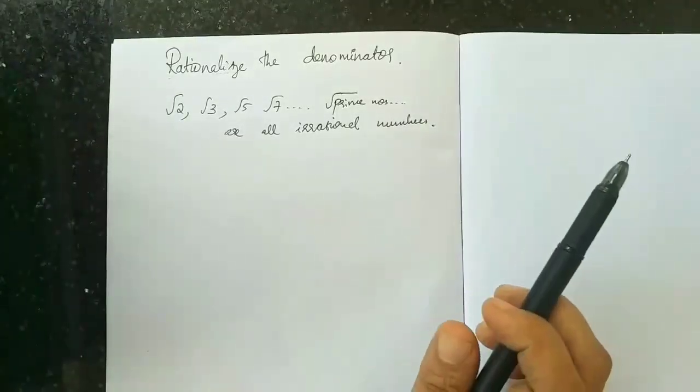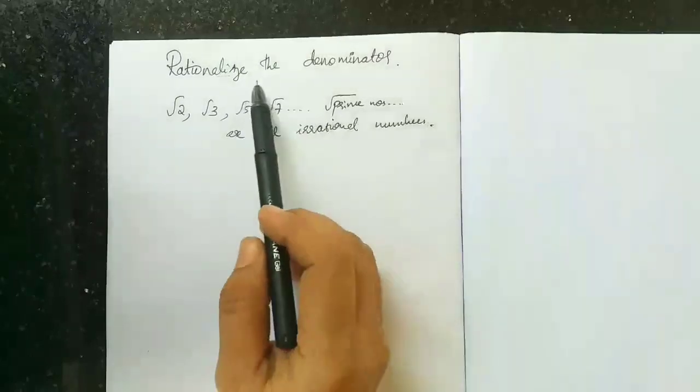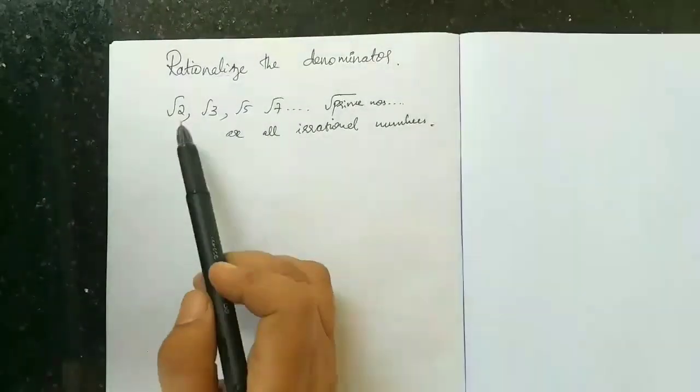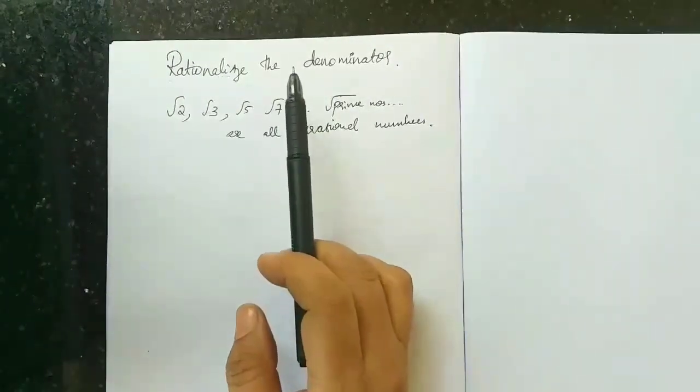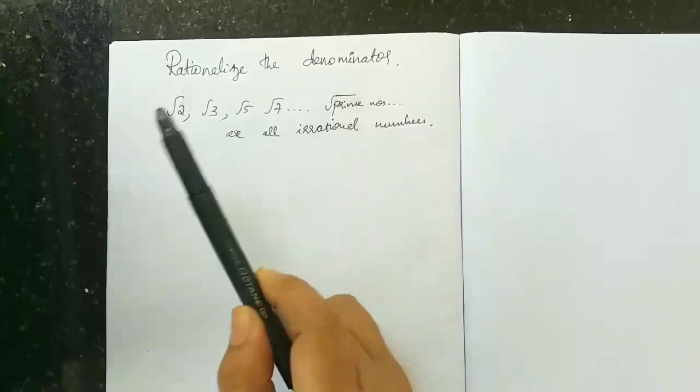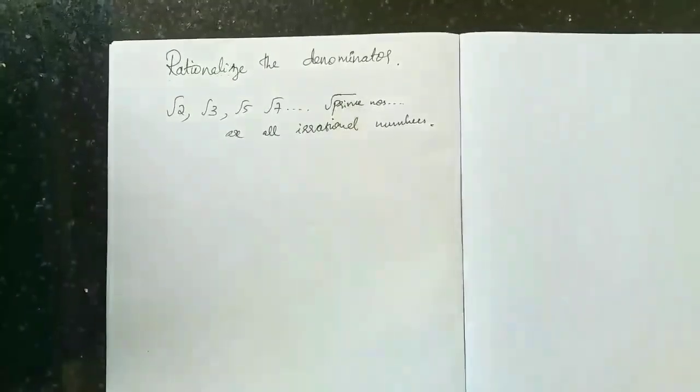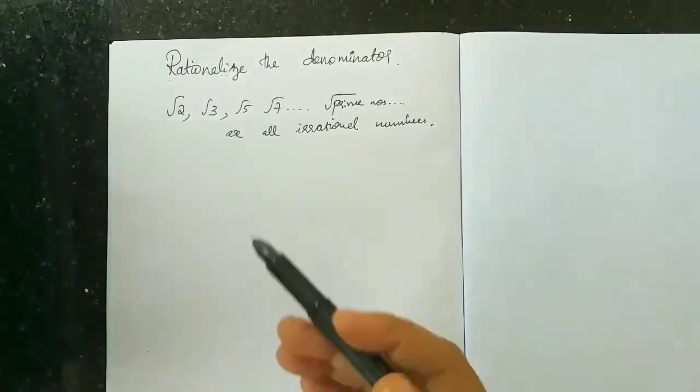In today's class, let us see how to rationalize the denominator. As the term suggests, rationalize the denominator. If any irrational number comes in the denominator, we have to rationalize it. For that, let us see what irrational numbers are.